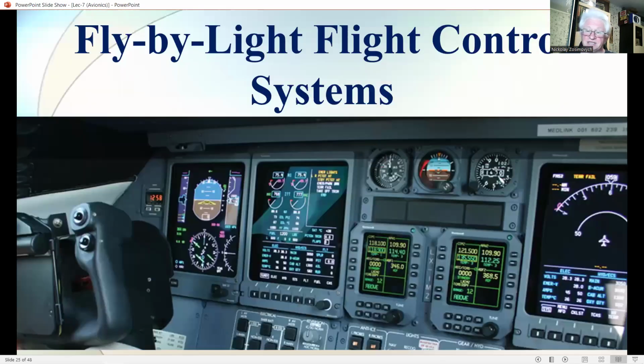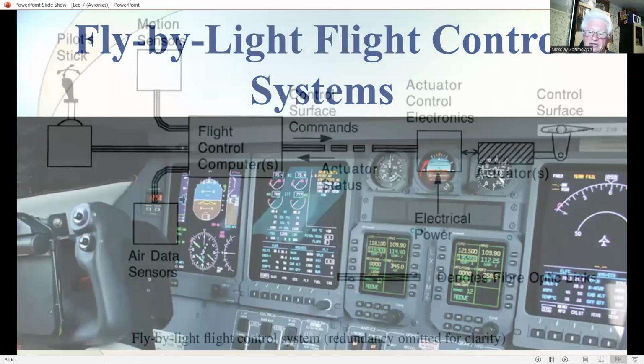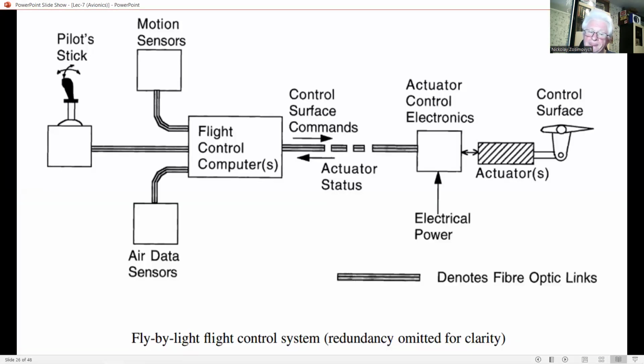Next subtopic today's lecture, fly-by-wire flight control system. A fly-by-wire flight control system configuration is shown schematically in this slide. The accompanying redundancy is omitted for clarity. The fiber optic links interconnecting the units of the flight control system eliminate the possibility of propagating electrical faults between units, as the optical fiber is an insulator.